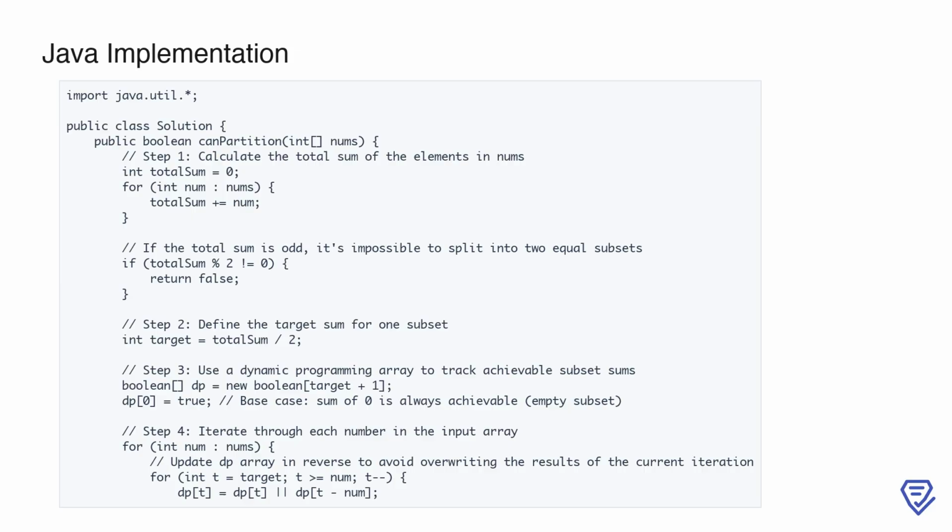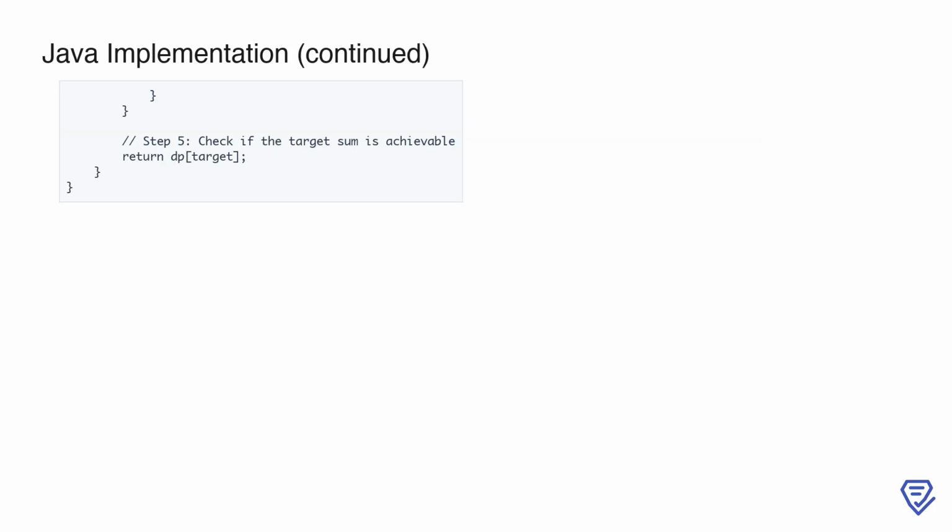To solve the problem, we use a dynamic programming approach. We initialize a Boolean array dp that tracks which subset sums are achievable. The array is size target plus 1, with dp[0] set to true because a sum of 0 can always be achieved by taking no elements. Finally, we iterate through each number in the input array. For each number, we update the dp array starting from the back to ensure we don't overwrite values from the current iteration prematurely. For each number in the array, we iterate backwards from the target sum down to the value of number. This ensures that we are only updating subset sums that include the current number.